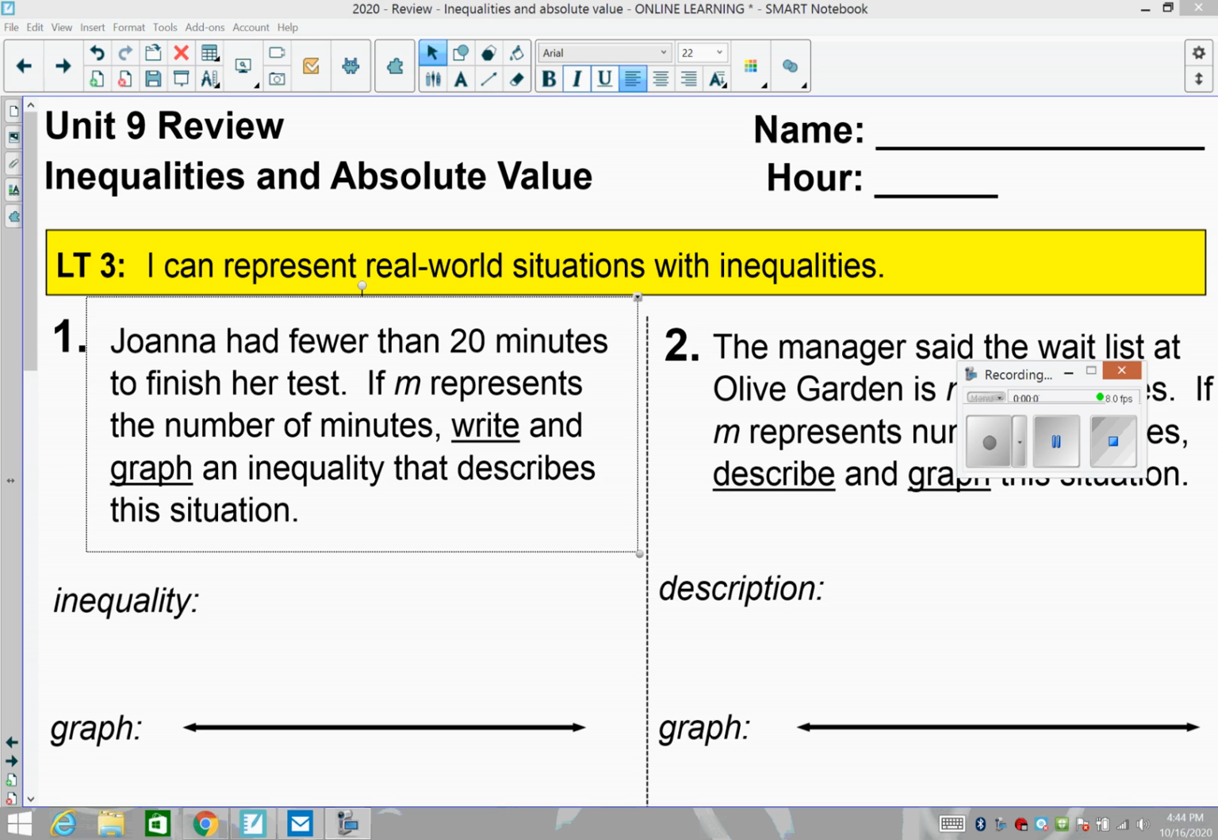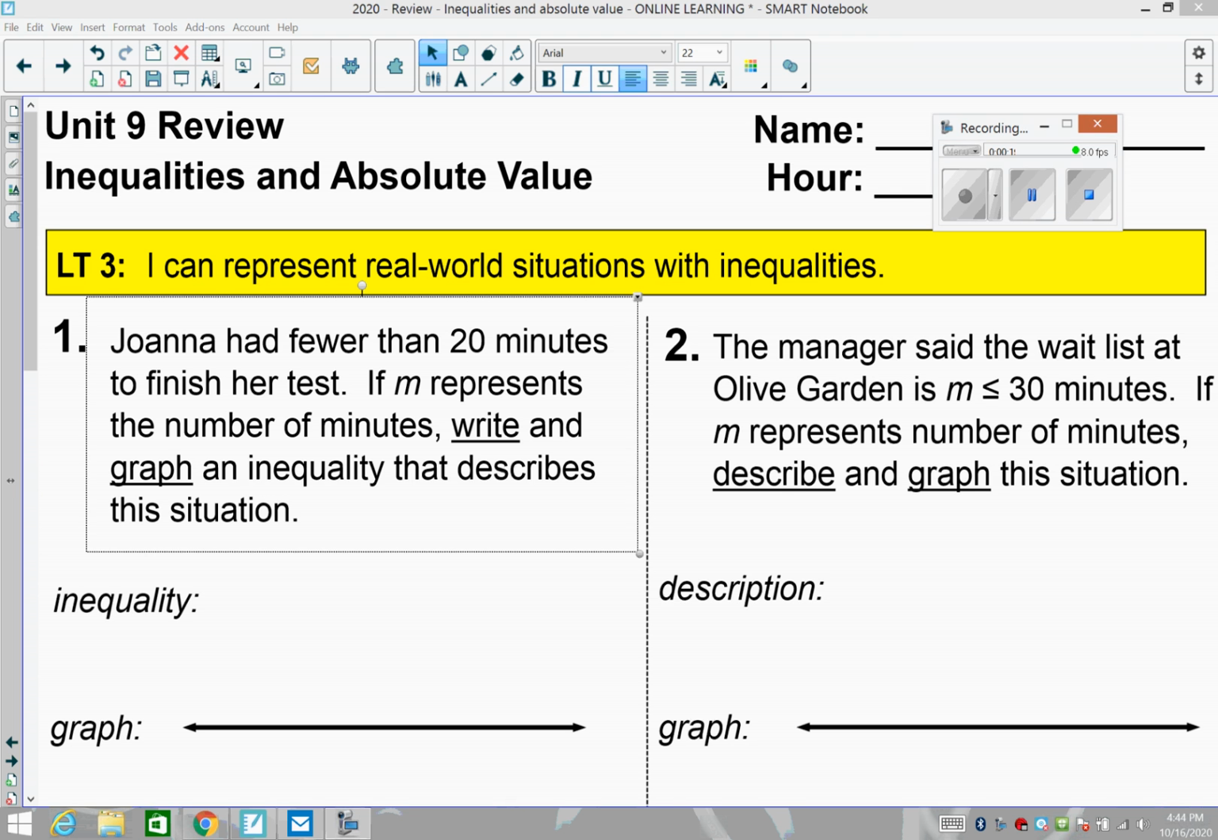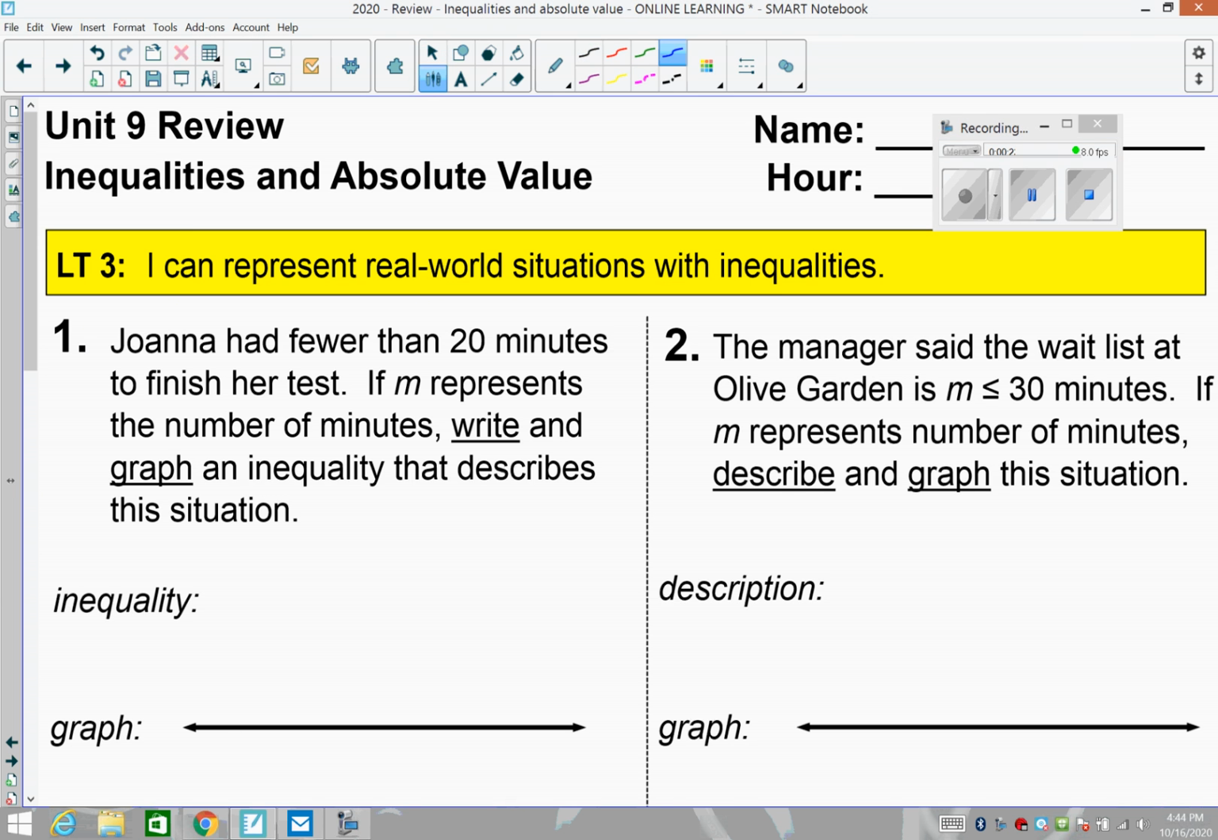Hey, math friends. So our learning target today is I can review Unit 9 on inequalities, so alligator mouth problems, and absolute value. So first learning target is I can represent real-world situations with inequalities. So we're going to talk about real-world problems that have alligator mouths involved.